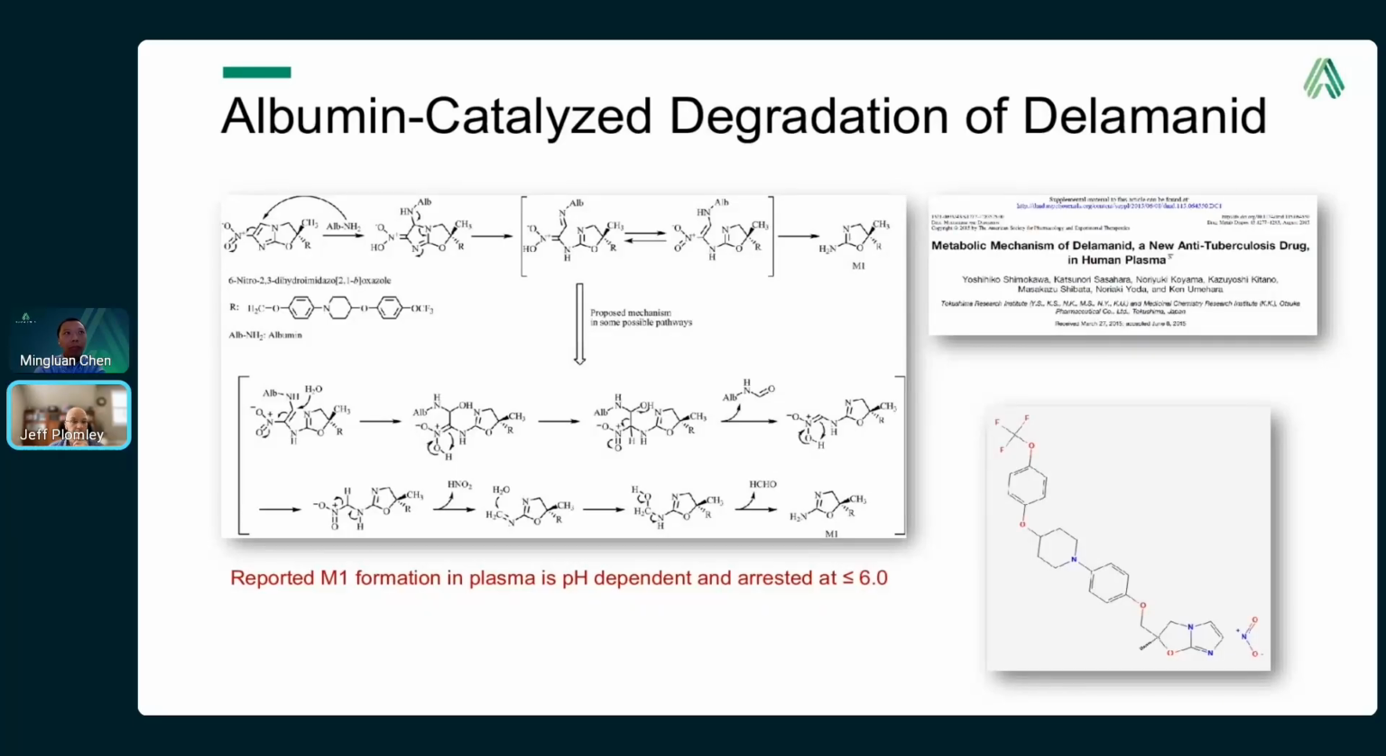Turning to the other problematic analyte, delamanid. It's reported to be metabolized to the 2-amino 4,5-dihydroxazole derivative by albumin in plasma. However, its formation can be arrested at pHs equal to or less than 6.